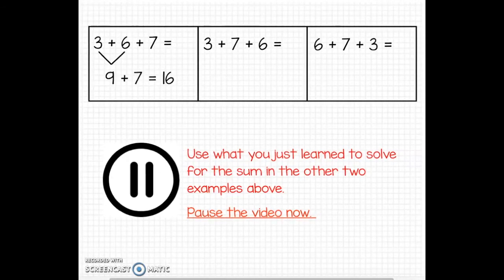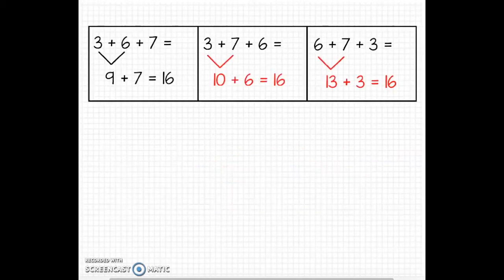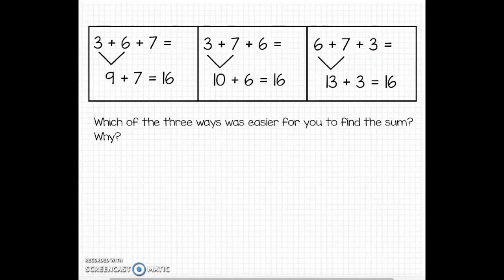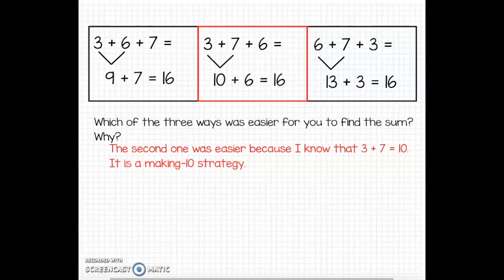Use what you just learned to solve the sum in the other 2 examples above. Pause the video now. You should have something like this. Which of the 3 ways was easier for you to find the sum, and why? You might have said the second one was easier because I know that 3 plus 7 equals 10. It is a making 10 or combination of 10 strategy.